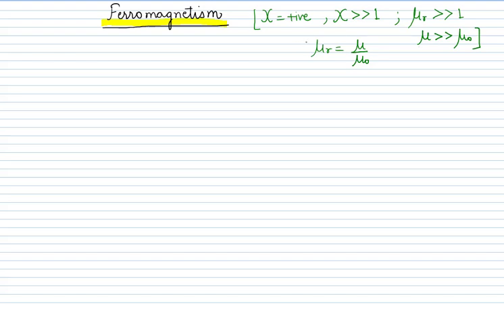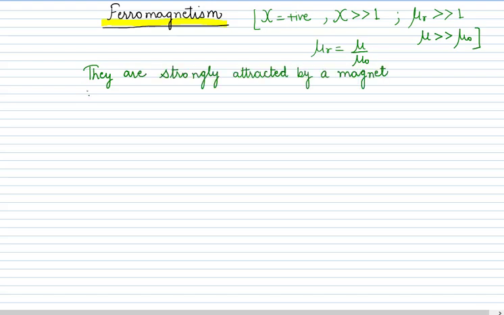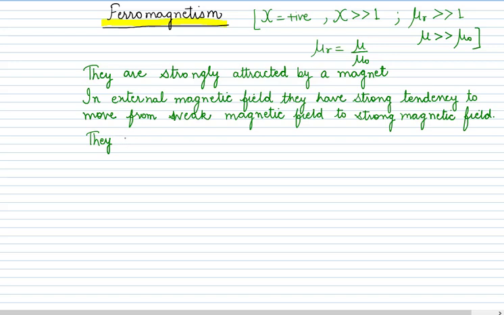So these are for ferromagnetism, and if we keep them in an external magnetic field, they are strongly magnetized and they have a strong tendency to move from a weak magnetic field to a strong magnetic field. That is, they are strongly attracted by a magnet or a magnetic field. So their property is that they are strongly attracted by a magnet. And if we keep them in an external magnetic field, they get strongly magnetized.